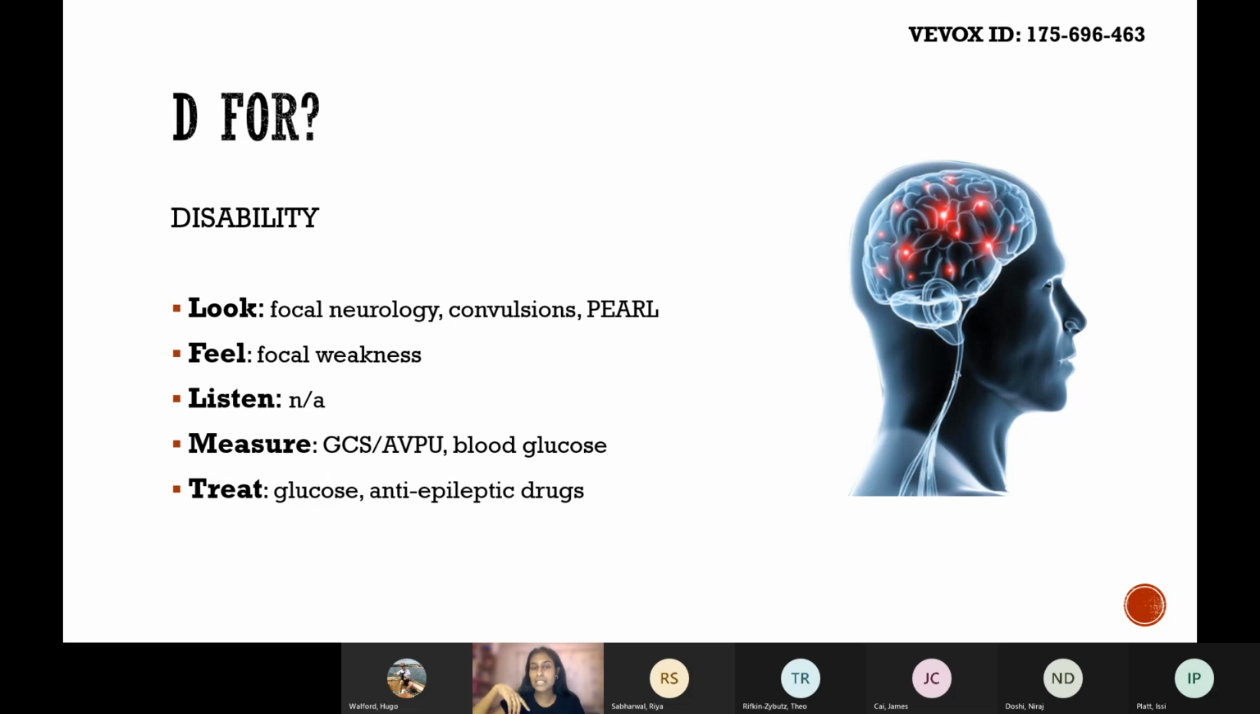In an OSCE context, it's quite useful to use the AVPU score, to be honest. That's: is the patient alert? Are they responding to voice? Are they responding to pain, or unconscious? That's a lot easier to assess, especially in an OSCE station. So just know that you're either measuring the GCS or the AVPU, but most commonly AVPU is the easiest to go with. And also, very importantly, measure the blood glucose. That's another one that's very easily forgotten, but very important, in the context of something like hypoglycemia or DKA. And you're treating with things such as glucose or anti-epileptic drugs, depending on the situation.